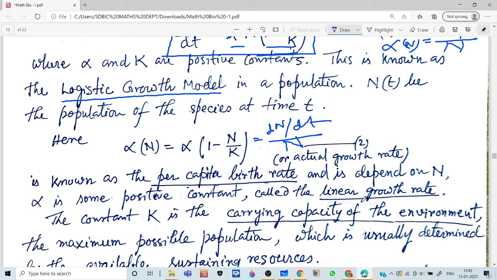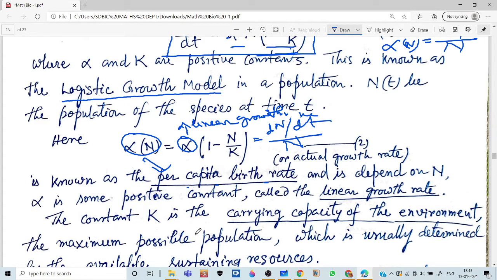This alpha is called the linear growth rate, and this alpha n is called the per capita growth rate or birth rate.